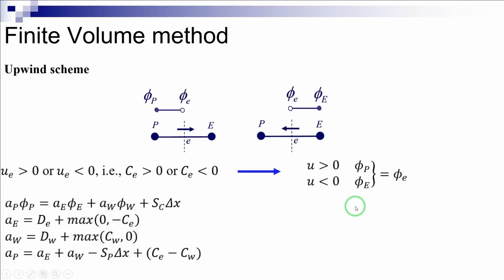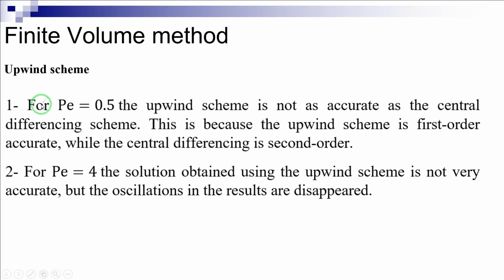Using the upwind scheme to solve the problem solved earlier by the central differencing method, it can be observed that for Peclet number equals 0.5, the upwind scheme is not as accurate as the central differencing scheme. This is because the upwind scheme is first order accurate, while the central differencing is second order. For Peclet number equals 4, the solution obtained using the upwind scheme is not very accurate, but the oscillations in the results have disappeared. Therefore, the upwind scheme provides stability for simulation at the expense of reduced order of accuracy.